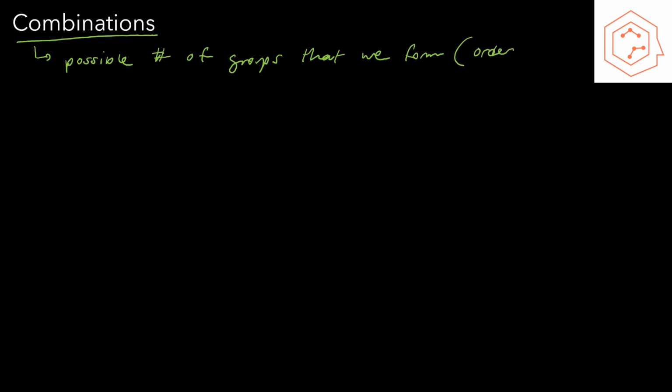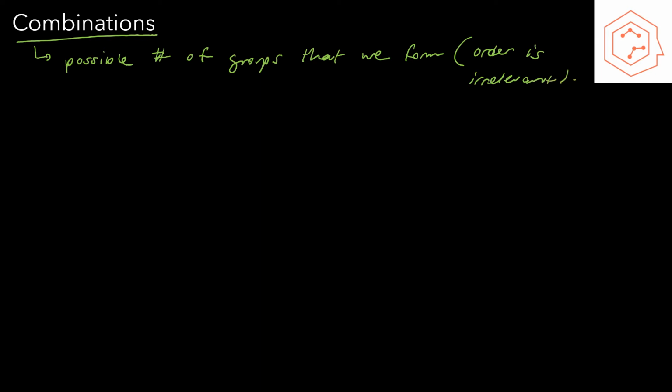So what we just described is defined as a combination. So a combination is the possible number of groups that we can form. So a permutation cares about arrangements or order. Now we care about groups. So groups that we can form, and in this case order is irrelevant. We do not care about order.